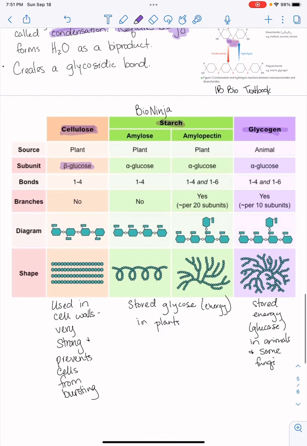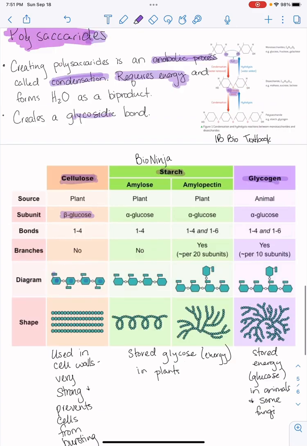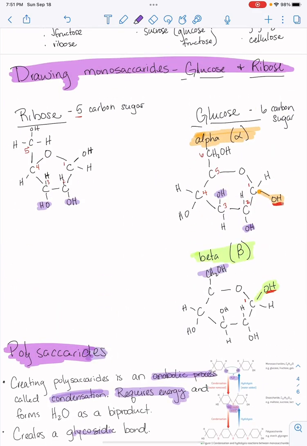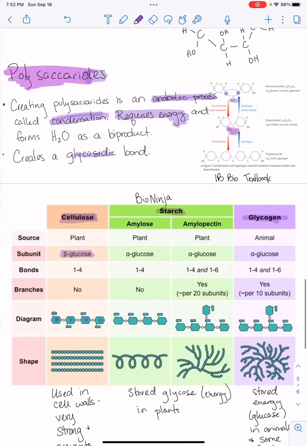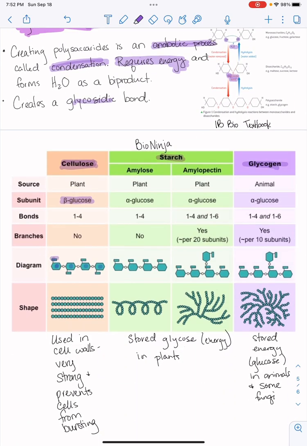So beta glucose bonded together with these glycosidic bonds is going to create cellulose. If you look at this diagram right here, this is showing you that's a glucose, that's a glucose, that's a glucose, that's a glucose. And you can see this group right here, this big group, the CH2OH, that group, that's what these guys are.